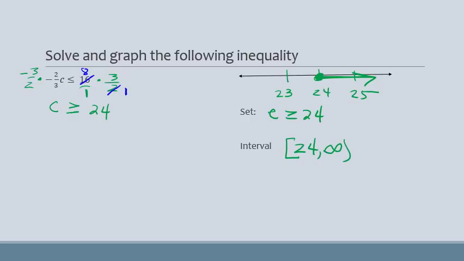Okay. Just to reiterate, if I've got something that's x is less than 5, I'm going to go negative infinity to 5. So negative infinity will always come first.